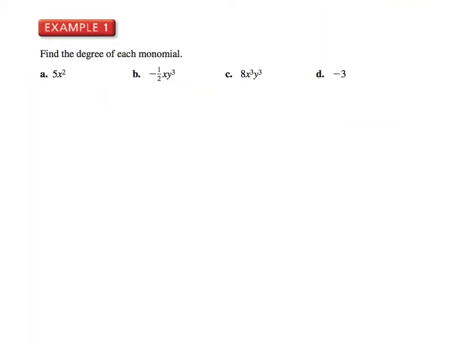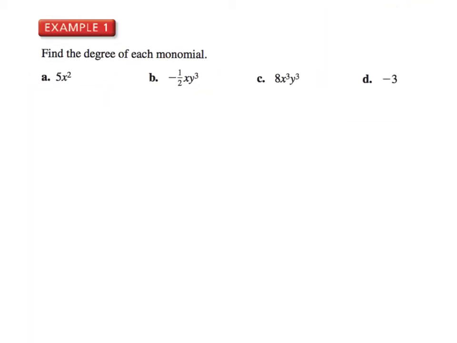So let's start with our first really super easy example. We're going to find the degree of each monomial. So in A, since we only have one variable, the power to that is 2, my degree is 2. In B, I have an x and a y, so the x has an exponent of 1. So I add that to the variable y's power, so 1 plus 3 gives me 4. Here I have 3 and 3, you add them together, you're going to get a degree of 6. And lastly, it's just a constant, so that has a degree of 0.